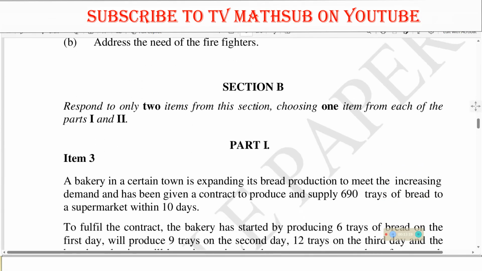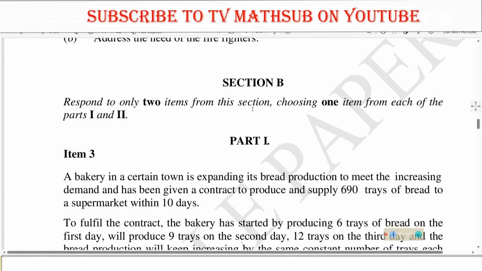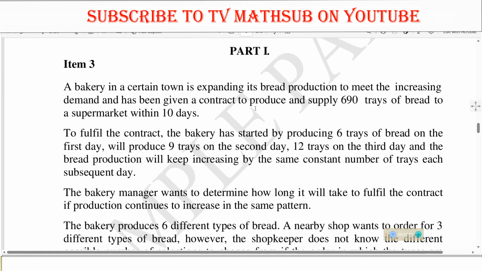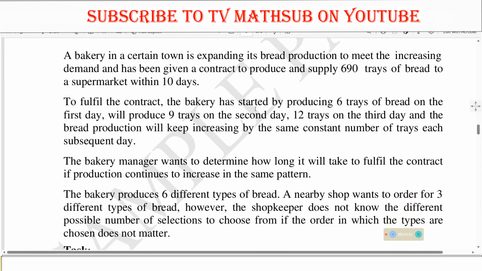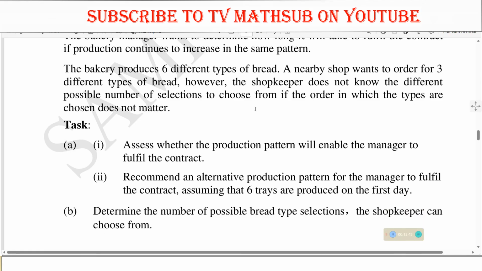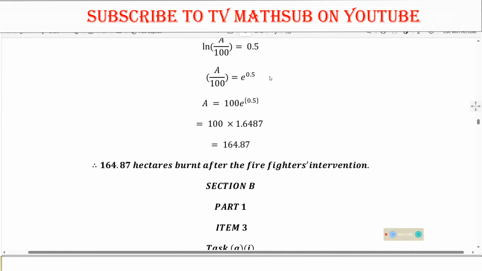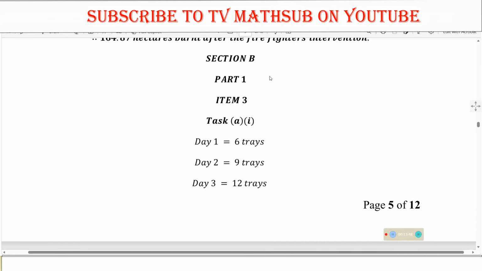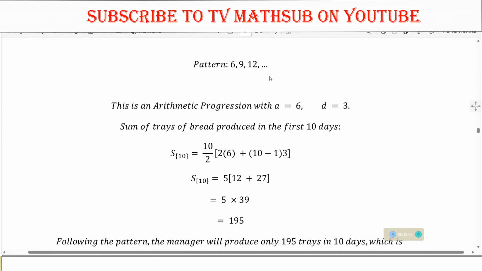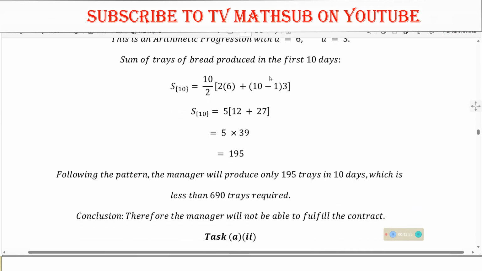Looking at section B, as we have seen, we shall have two parts, part 1 and part 2, with part 1 from algebra and part 2 from data analysis and probability. So we have part 1 with the first item as item 3. Our item 3 goes like that. From that we shall be able to look at the required answer. So expect the item to be from algebra.